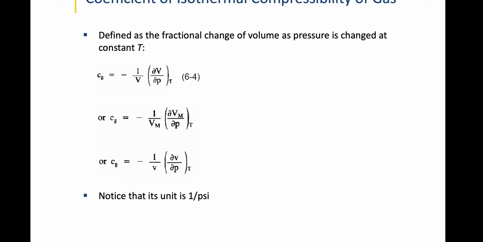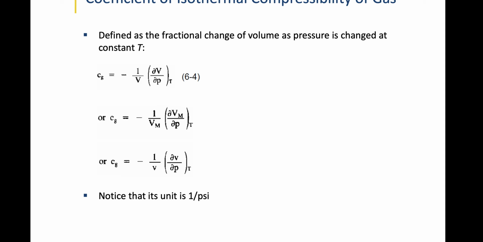So here the question is to find the coefficient of the isothermal gas compressibility. That's basically the second property that we are interested in. So the gas compressibility is defined as 1 over volume times the change in the volume as a function of pressure. Okay, it could be 1 over molar volume times the change in the molar volume as a function of pressure, or it could be 1 over specific volume times the change in the specific volume with respect to pressure. Okay, so these are basically equivalent terms.